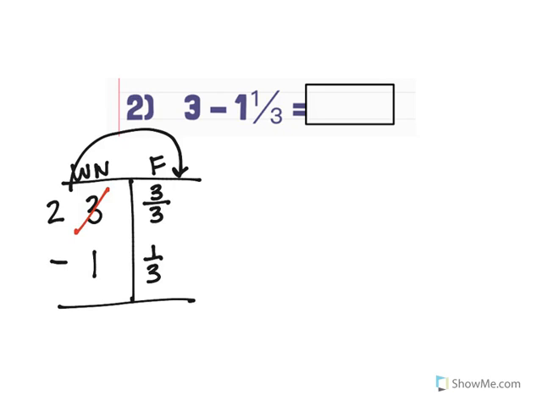Now we have 3/3 minus 1/3. That gives me 2/3. And when I go to the whole number side, we have 2 minus 1, which is 1. So our difference is 1 and 2/3. Let's go to our next problem.